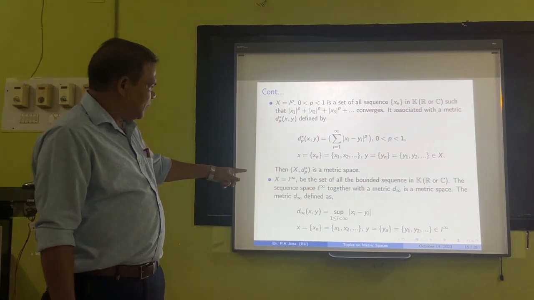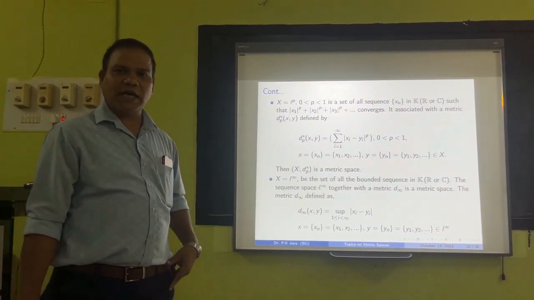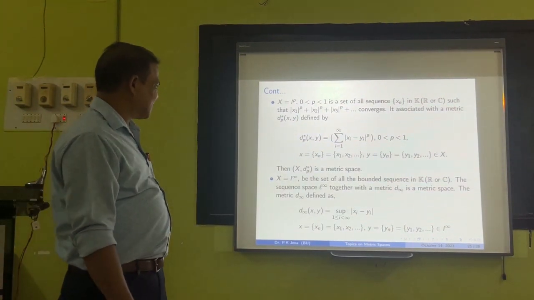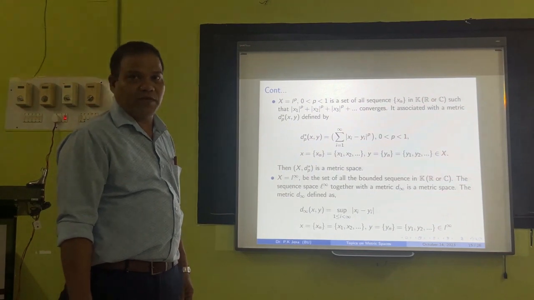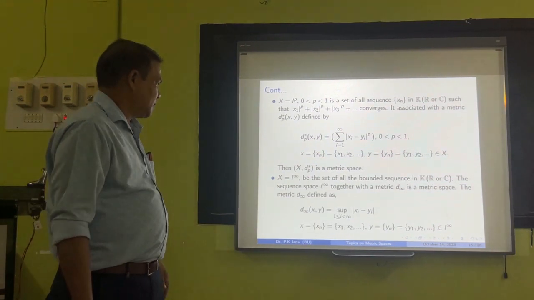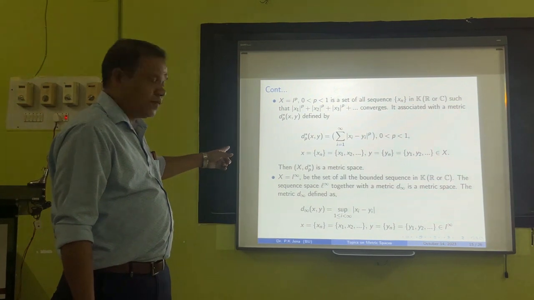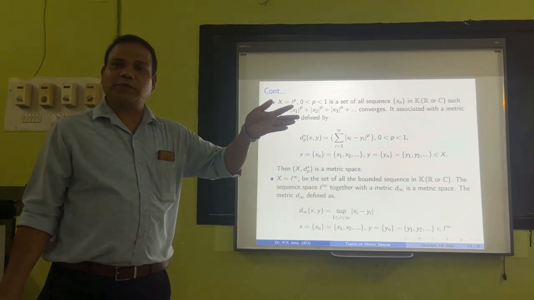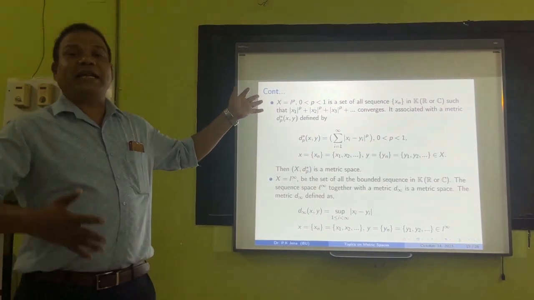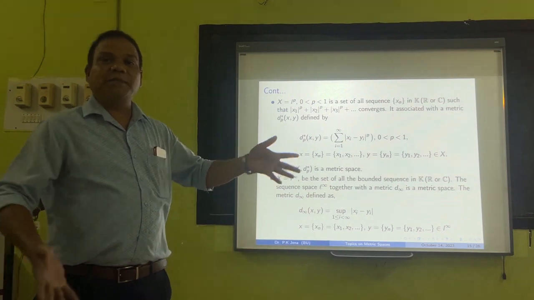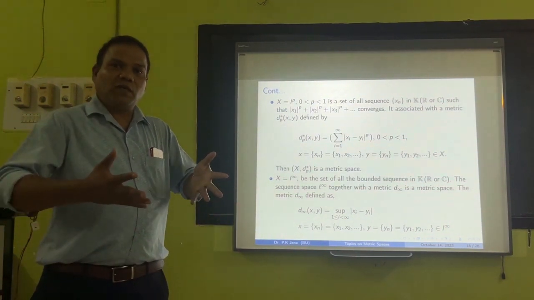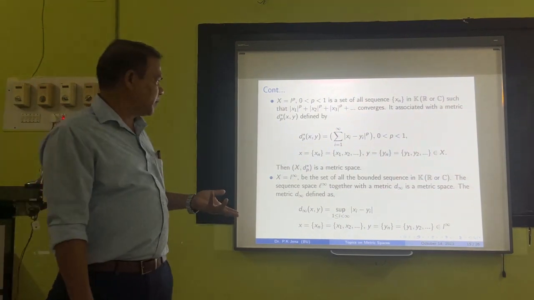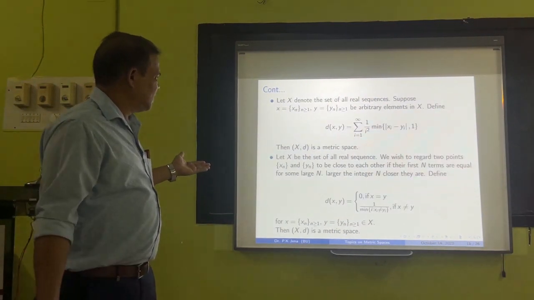We define the d infinity metric, the supremum of modulus of xi minus yi, where xi and yi are the terms of the sequences x and y, which are elements of L infinity. The non-empty set L infinity together with the d infinity metric, we treat as a metric space. Here we define a metric on a non-empty set. Then, can we construct the metric space or not? Yes, it is obvious.